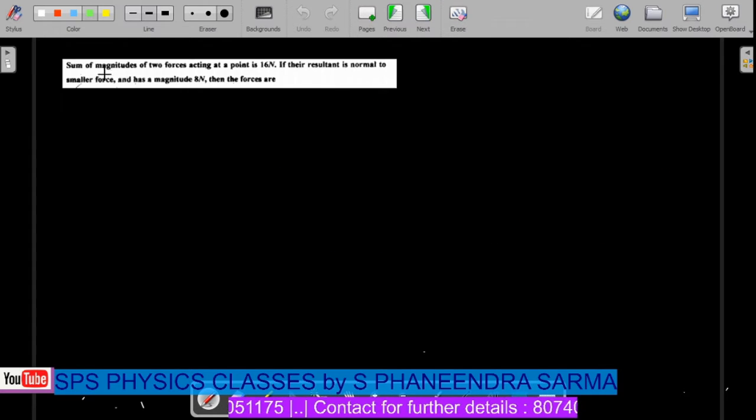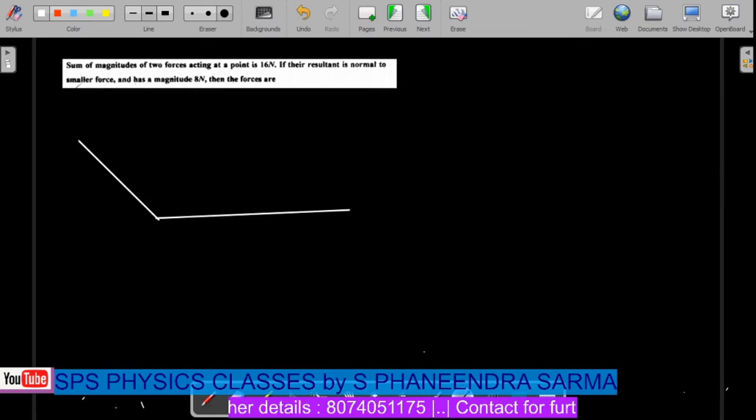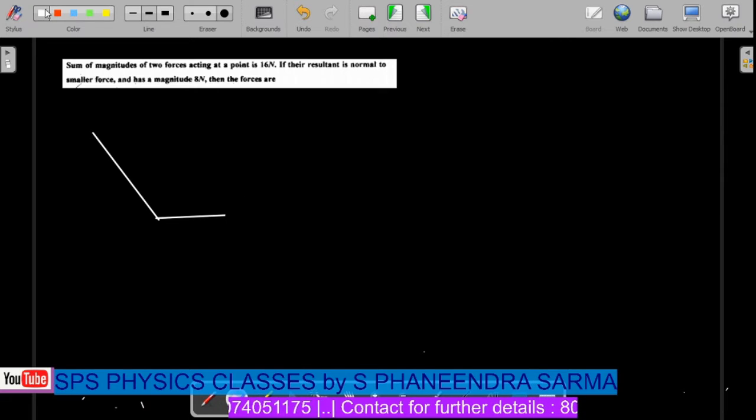Next, the sum of magnitudes of two forces at a point is 16 newtons. If the resultant is normal to the smaller force and has a magnitude of 8 newtons, then what are the forces? Let us explore this particular case. Imagine that these are the vectors. This is the first vector and this is the second vector. Since the resultant is perpendicular to the smaller vector, this particular magnitude should be less, so we have to represent it like this, a better way.